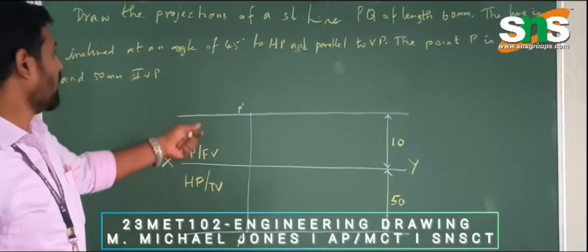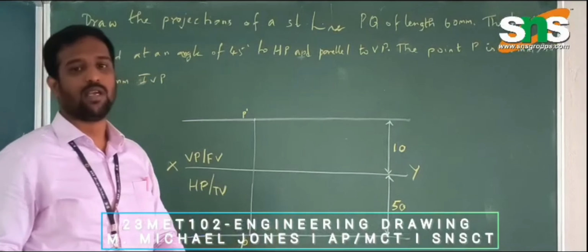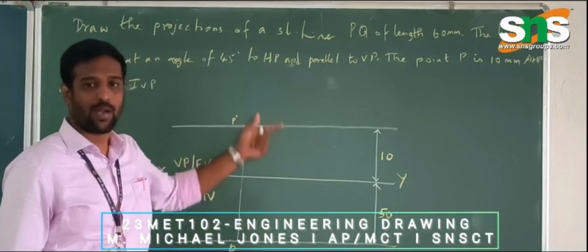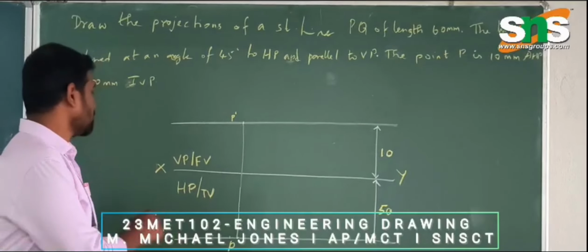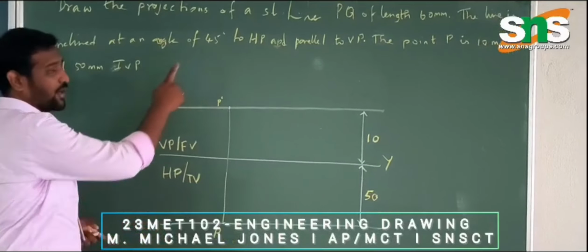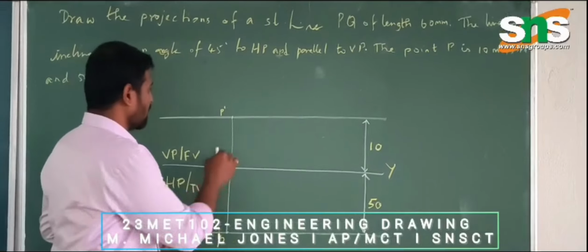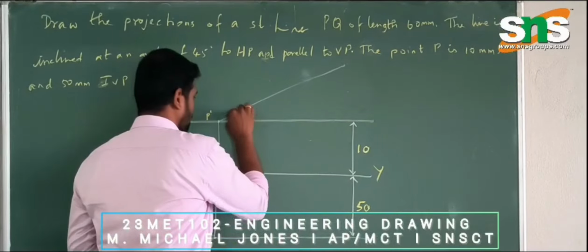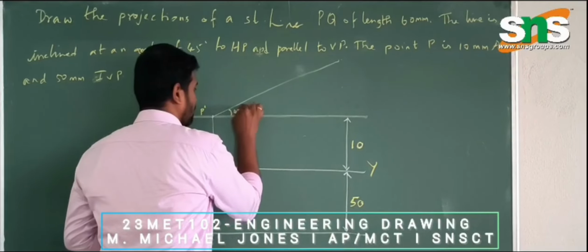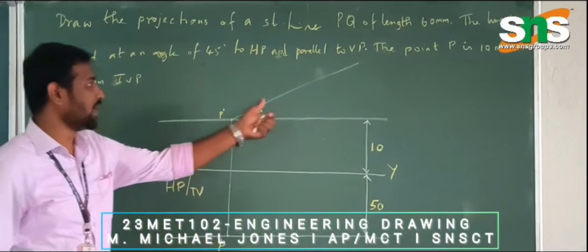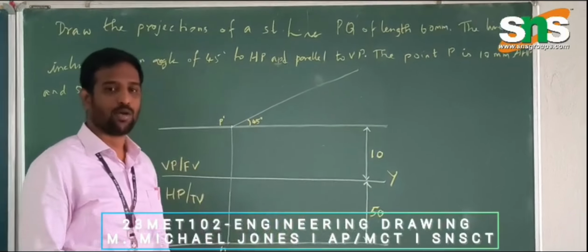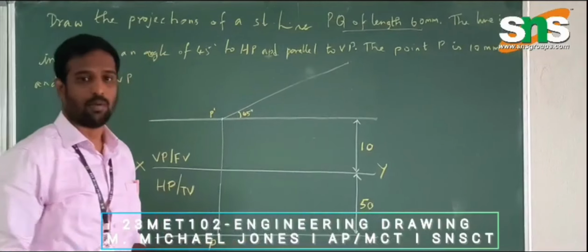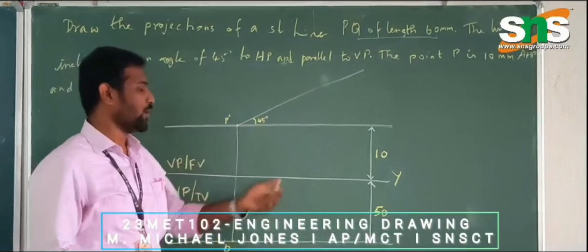Okay, and the next step, it is given 45 degrees to the horizontal plane. Whenever we are given an angle to one plane, we will represent that in the opposite plane. So in the vertical plane, this 45 degrees will be represented. I have drawn a line for the angle 45 degrees. Over this inclined line, I will be drawing my true length, that is PQ of length 60 mm. I will be drawing an arc here.